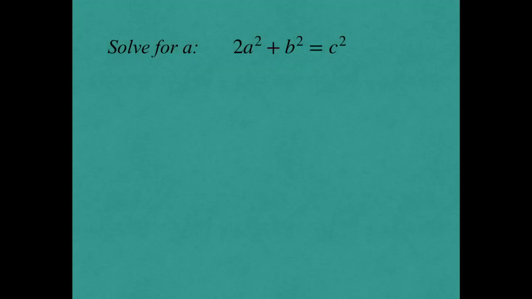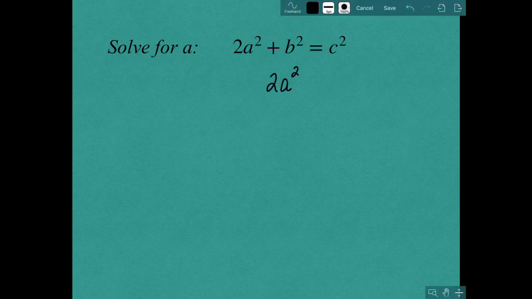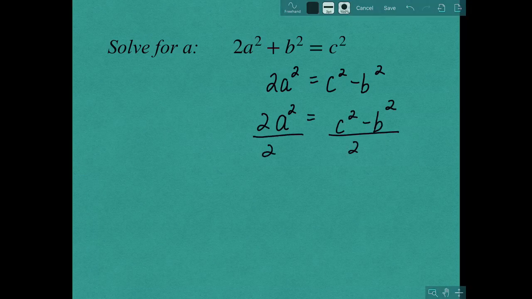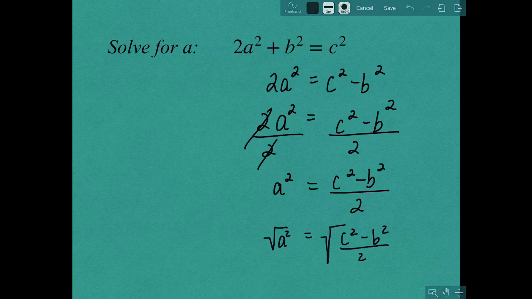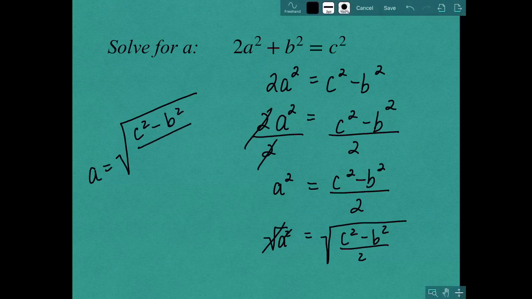For this question, we want to solve for little a, so we can subtract a term from each side as a good starting point. So if we subtract b squared from each side, we would get 2a squared equals c squared minus b squared. Then we could divide each side by 2. And we'll have a squared equals c squared minus b squared over 2. And then last, because we need to get rid of the squared with the a, we'll take the square root of each side. Squaring and square root are opposite operations, so we get a equals the square root of c squared minus b squared all over 2.